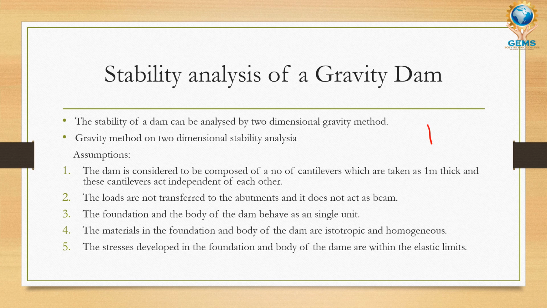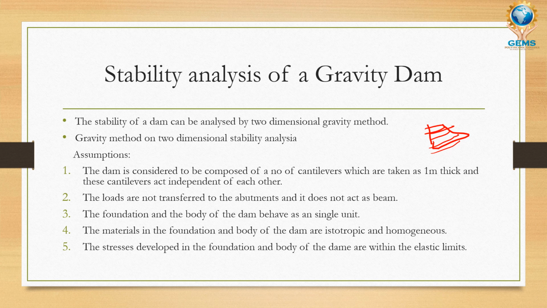Your dam is to be considered like this, as cantilevers, like 3 to 4 cantilevers in a horizontal section. These cantilevers are about 1 meter thick, and they do not combine with each other; they are individual parts, not the same part. The loads are not transferred to the abutments, and it does not act as a beam.